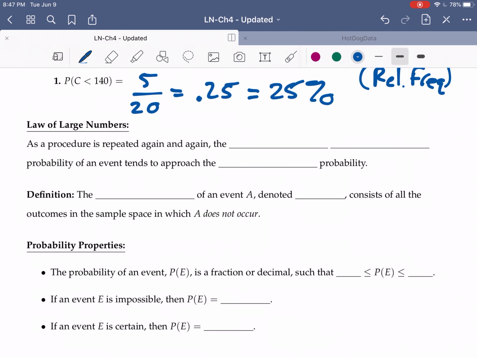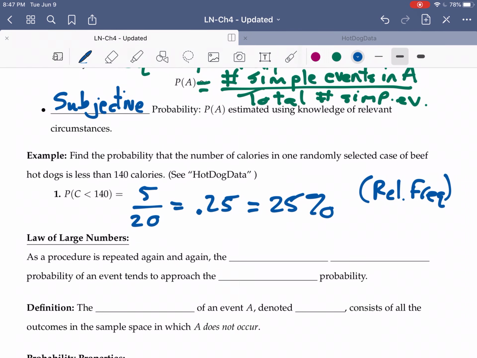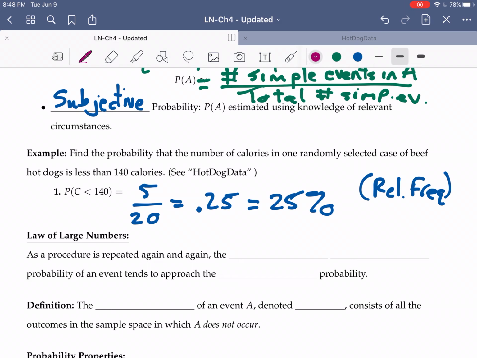Something else we have associated with these different types of probability is the law of large numbers. What the law of large numbers says is, as a procedure is repeated again and again, the relative frequency approximation will tend to approach the classical probability.